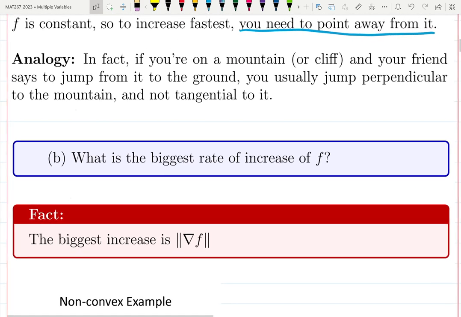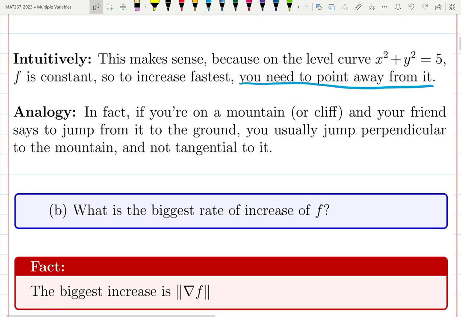Oh, you see, I forgot I have this example. In fact, if you're on a mountain or cliff and your friend says to jump from it to the ground, you usually jump perpendicular to the mountain and not tangential to it. Yeah, that's kind of what I said. So if you jump off the cliff, I guess if you're smart, you're not jumping off the cliff. But let's assume you have a parachute. Let's assume you're a professional, right? Then you jump off, not to the left or to the right.